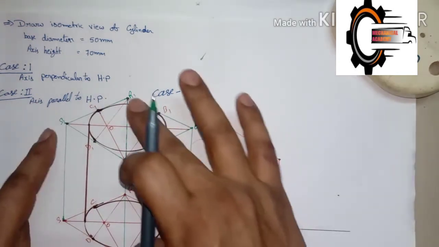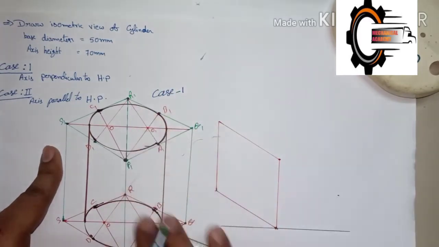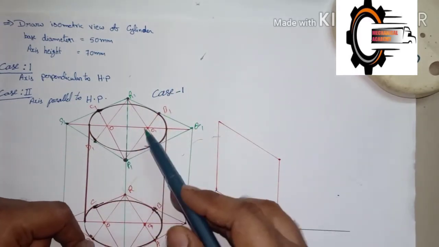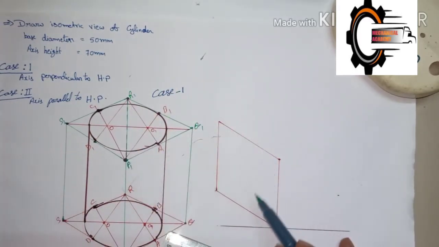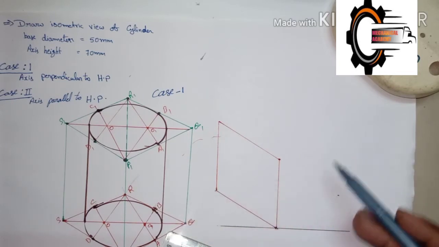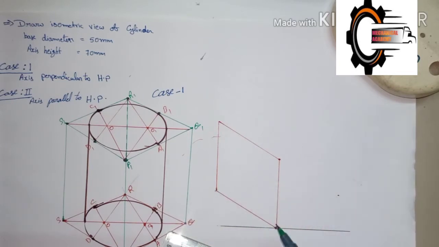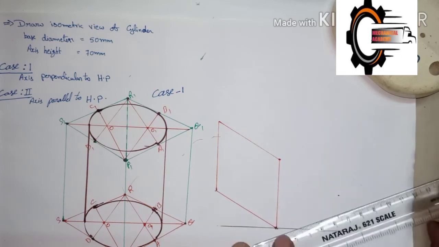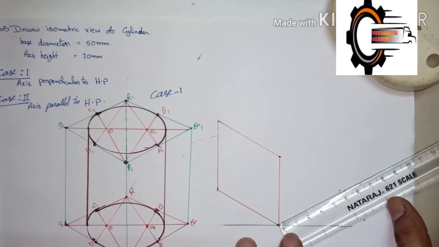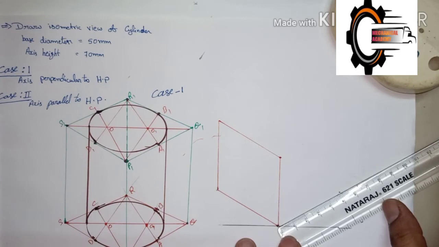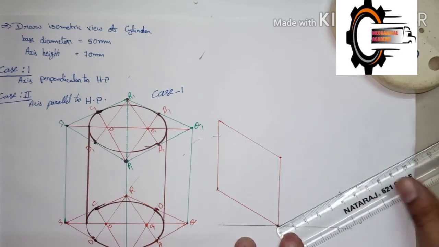So here the axis is horizontal. Okay, here the axis is perpendicular. Now here the axis is parallel, that means that it's a horizontal line. Okay, the height of the axis is 70 mm. So from here I am taking the 70 mm as the length, like this.